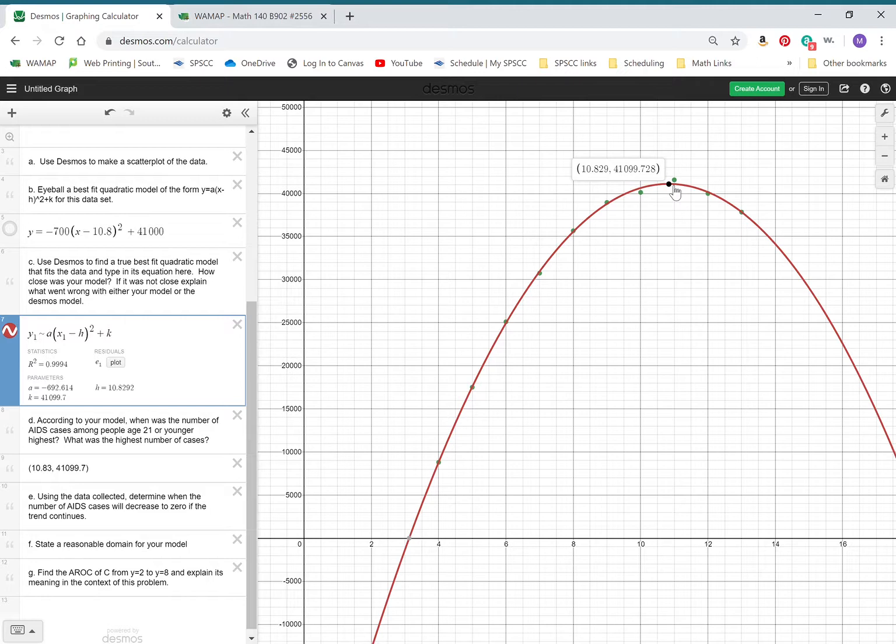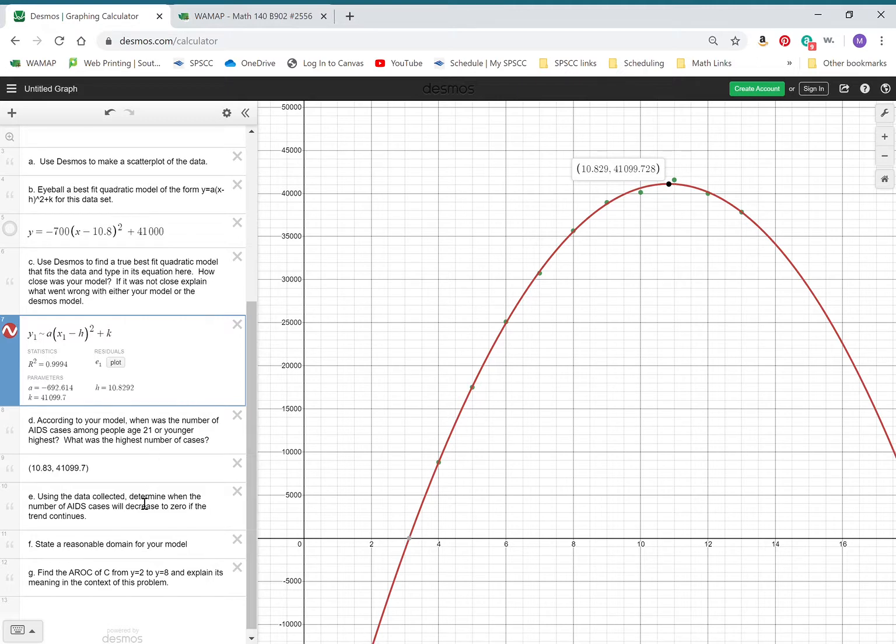So towards the end of 2010, we hit a maximum of 41,099, or you could just say 41,100 if you want to round to the whole people there, cases of AIDS in people 21 and under. So that's the information we're getting from our vertex.